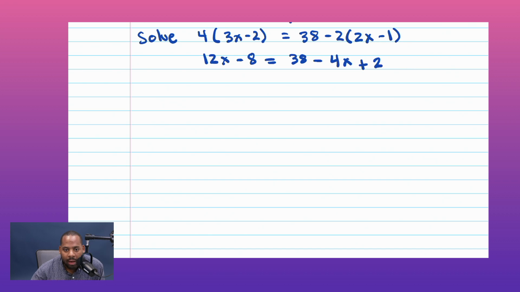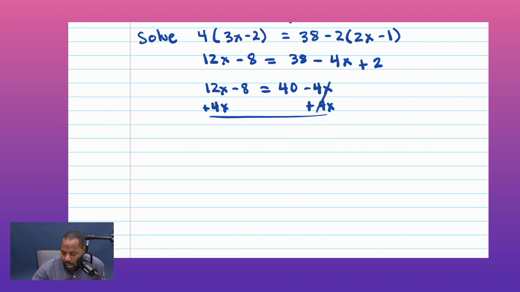Okay. I have like terms on my right side. My constant terms, 38 plus 2 is 40. So I have 12x minus 8 is equal to 40 minus 4x. All right, let's isolate our variable x. I'm going to add 4x to both sides. So I have 16x minus 8 is equal to 40. And let's add 8 to both sides.